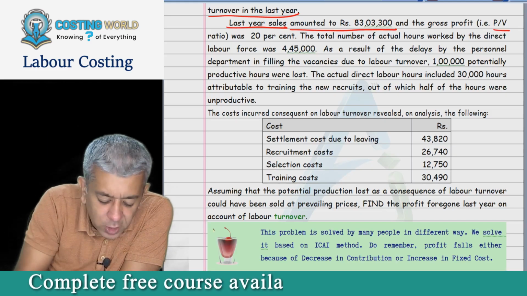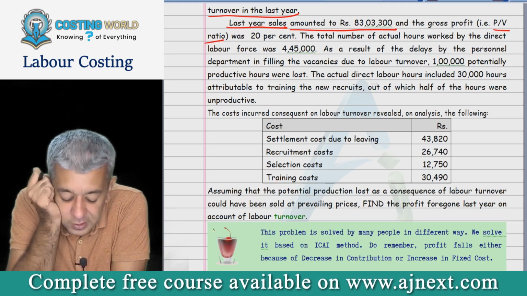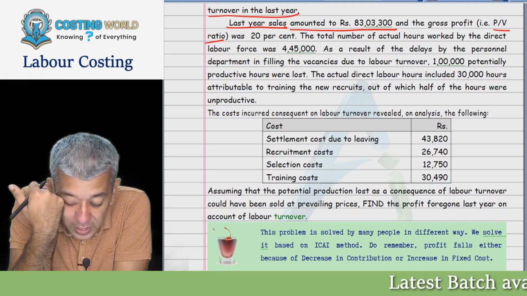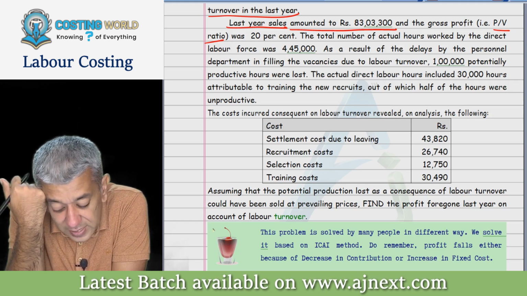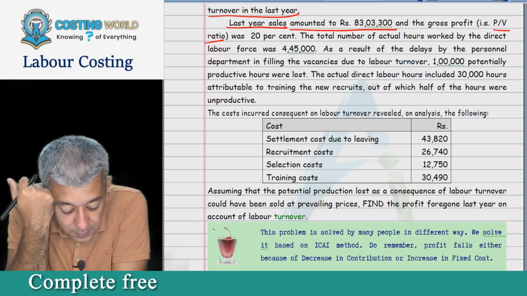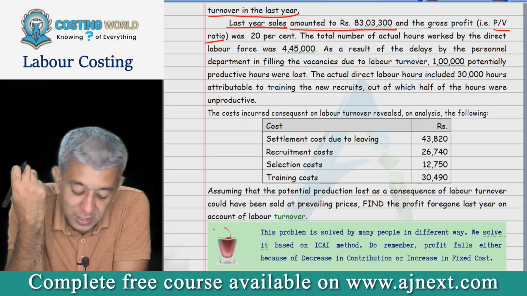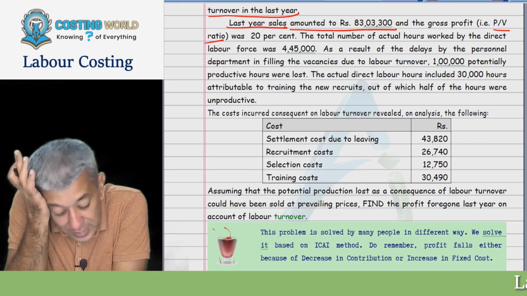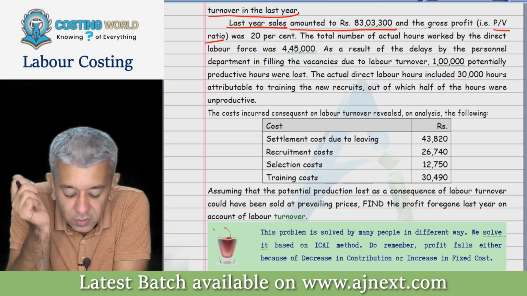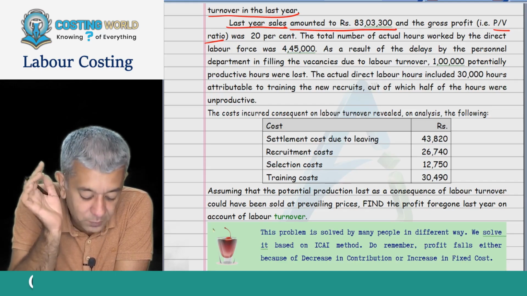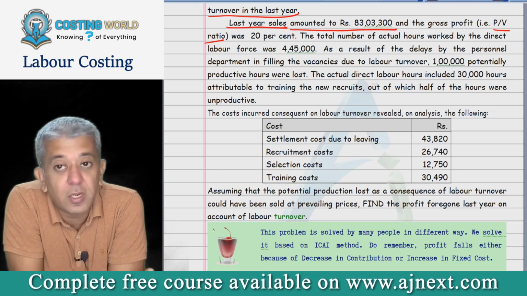Okay. So what those guys are saying, last year's sales was this much. But last year is the same year when labor turnover must have happened. Gross profit ratio was 20%. Gross profit means PV ratio. The full form of PV ratio is profit volume ratio. In case you all want, you all can write it. The total number of actual hours worked by direct labor workforce was 4,45,000. As a result, by delays in the personnel department in filling up the vacancies due to labor turnover, 1 lakh potentially productive hours were lost. The actual direct labor hours included 30,000 hours attributable to the training of the new recruits, of which half of them were unproductive. The cost incurred consequences on labor turnover revealed on analysis the following.